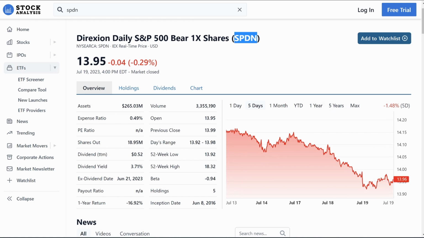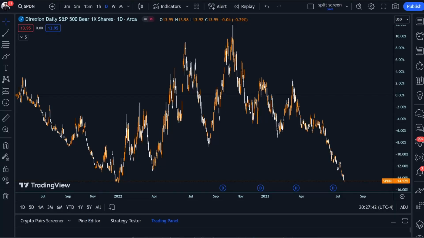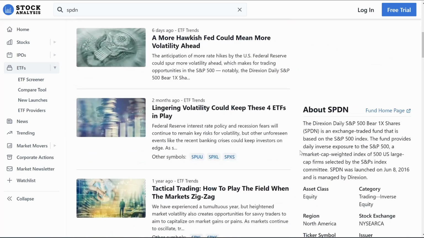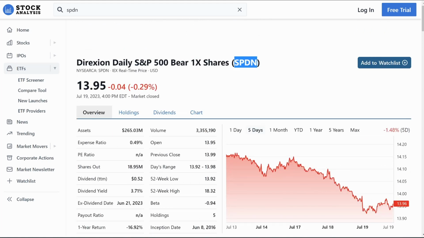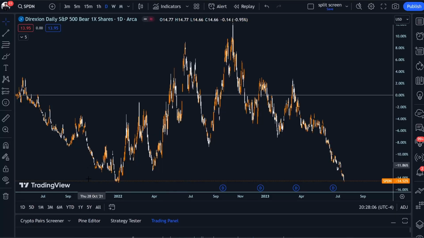And we're actually going to jump back over to TradingView, or even before that, you could read right here about the SPDN. It's a Direxion Daily S&P 500 Bear 1X Shares. And yeah, you could read that. So it's an inverse ETF. So let's jump over to TradingView.